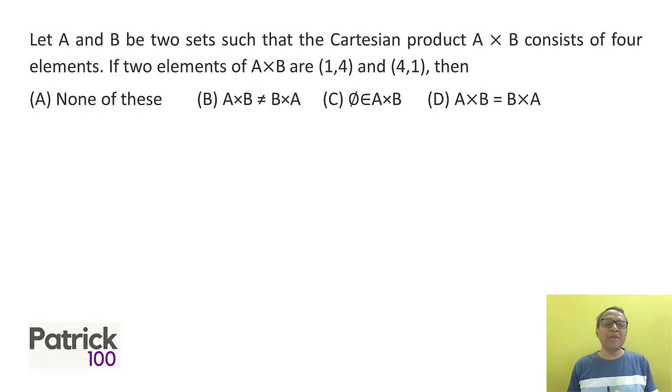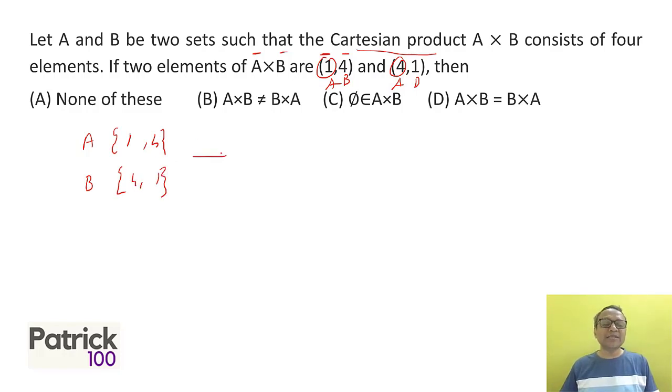Now here we're talking of A and B, two sets such that the Cartesian product A cross B consists of 4 elements. Two elements of A cross B are (1, 4) and (4, 1). If you know set theory and what Cartesian product means, the first element belongs to set A and the second element belongs to set B. So in this case, set A has 1 and 4, and set B has 4 and 1.